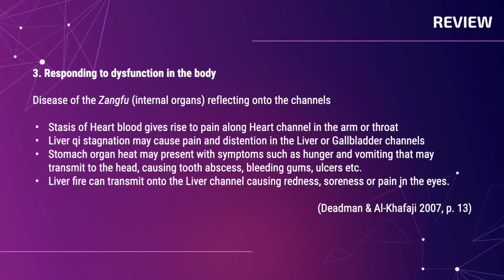So a good example of that, as is written in the Manual of Acupuncture here, stasis of heart blood gives rise to pain along the heart channel in the arm or throat. So that is a traditional way of depicting essentially the referral pain that one gets down their arm when they're having a heart attack. So this is the way they explain that the disease is manifesting in the channel.